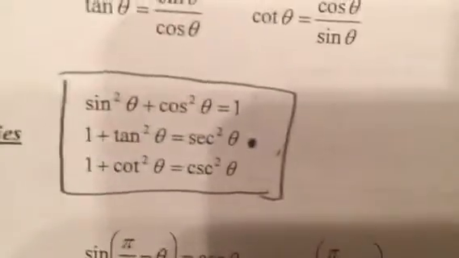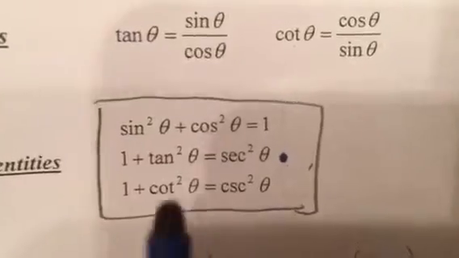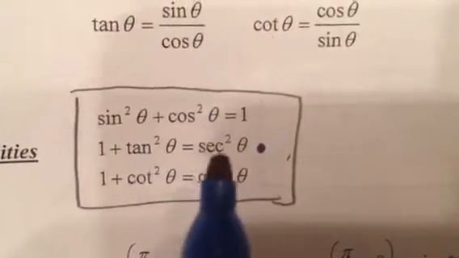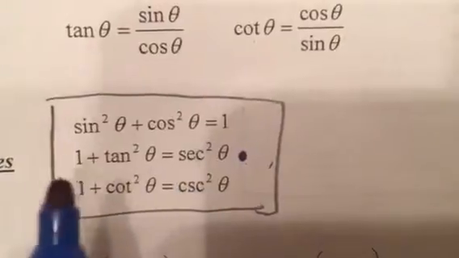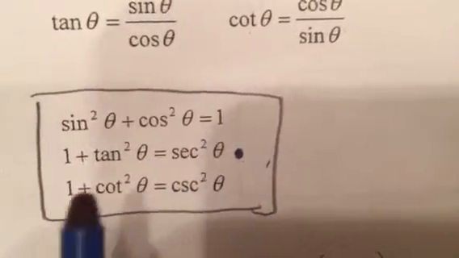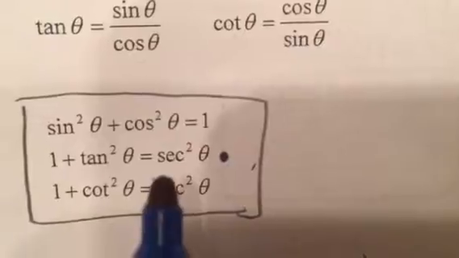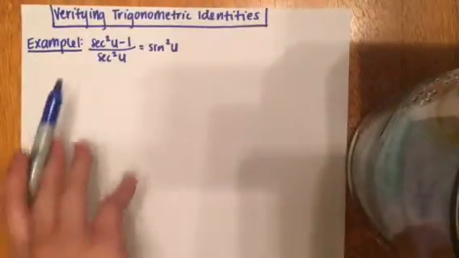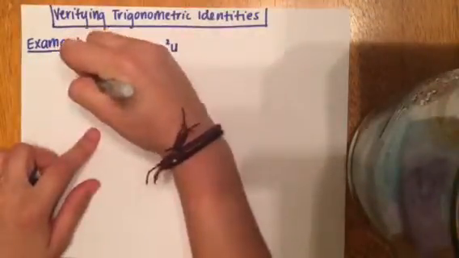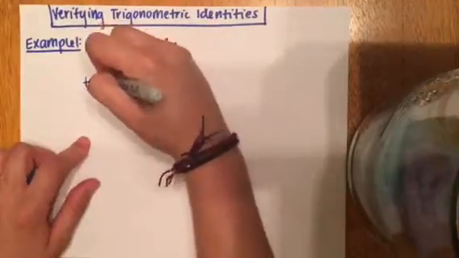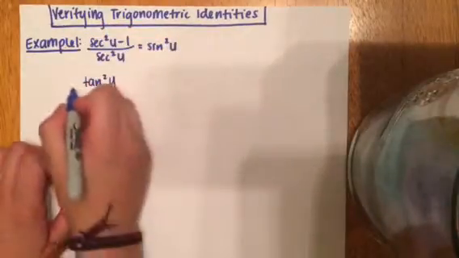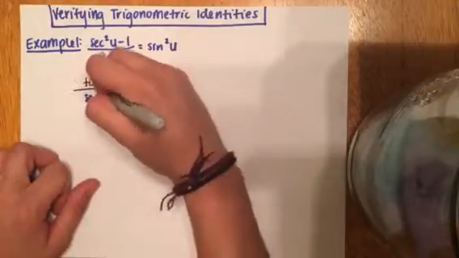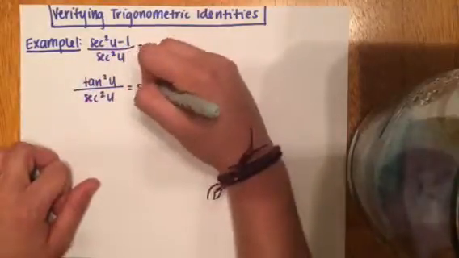And referring to our cheat sheet, specifically the Pythagorean identities, you can see that when you manipulate this middle equation, and what I mean by manipulate is move the 1 over to the right side, you get tan squared of theta equals secant squared of theta minus 1. So we can see here in the numerator that we have secant squared of u minus 1. So we can change that to tan squared of u. And now I'm just going to drag down the rest of the equation. So over secant squared of u equals sine squared of u.